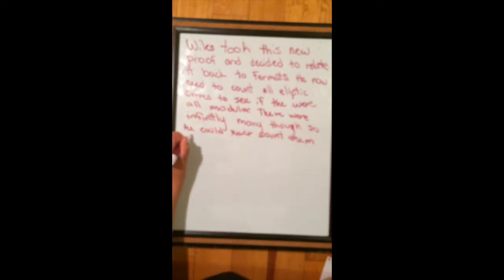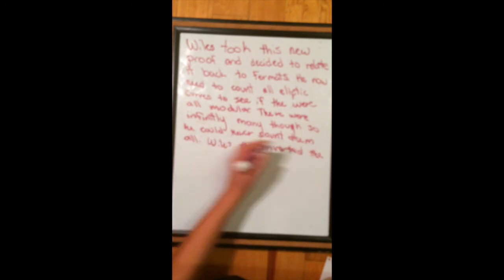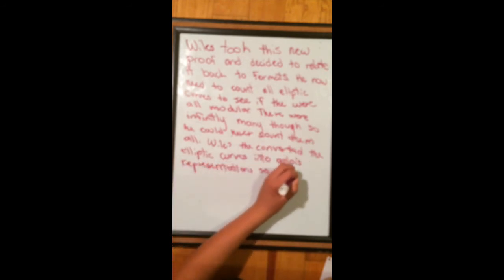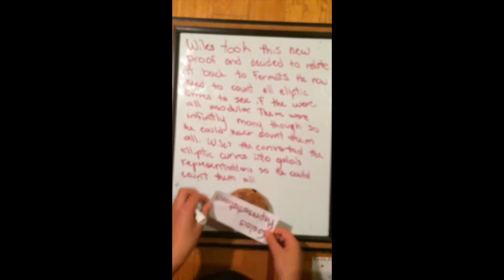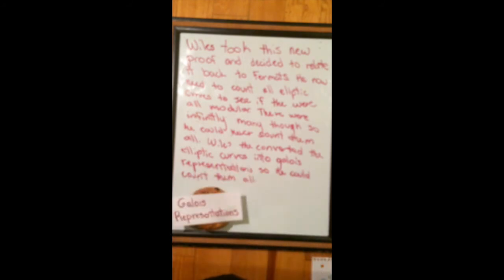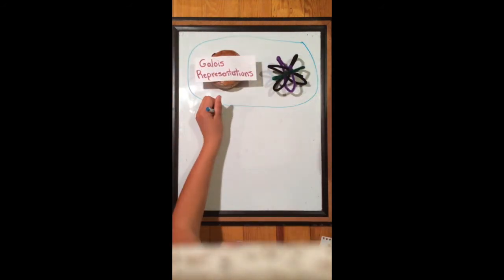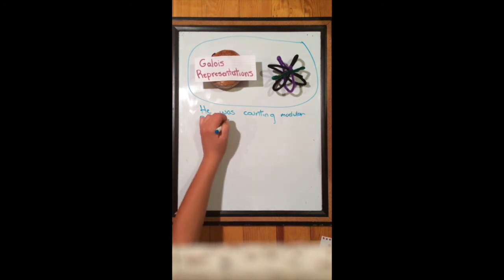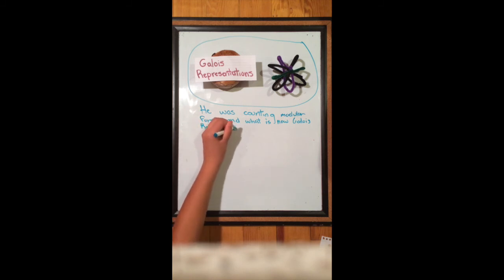Wiles then converted the elliptic curves into Galois representations. Galois representations would make elliptic curves in modular forms easier to count. So now we have our elliptic curve becoming a Galois representation. Since modular forms and Galois representations, or elliptic curves, became grouped together, it was easier to count them. Therefore, Wiles could count many of them.